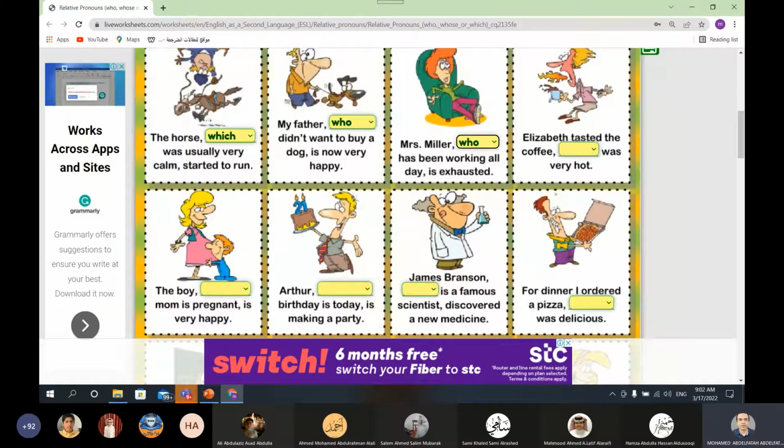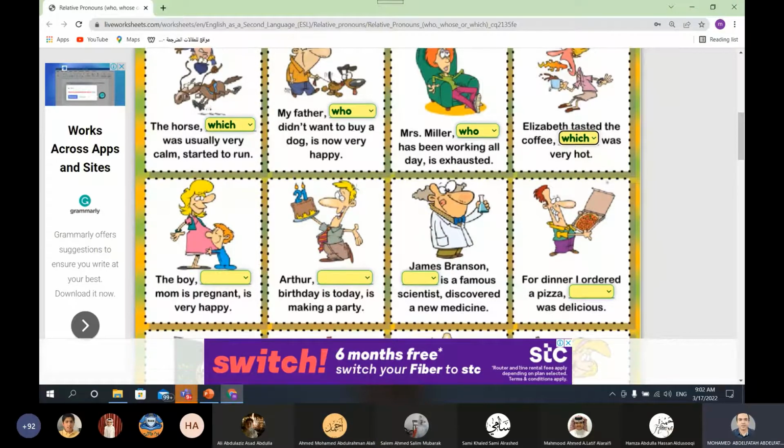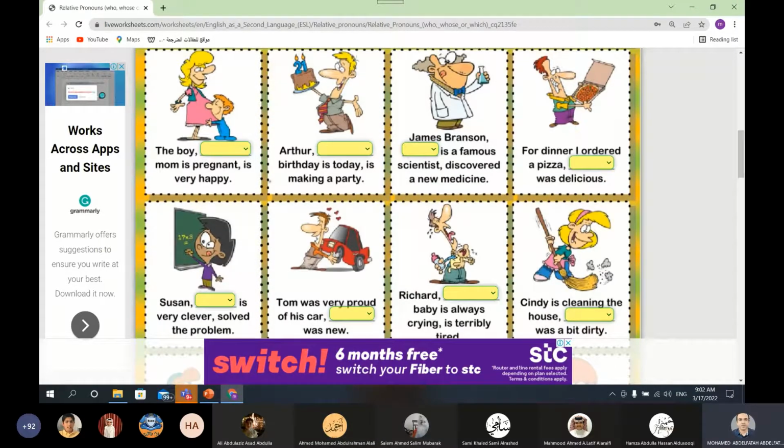Number 4. Elizabeth tasted the coffee. What was very hot? We are talking about the coffee, not Elizabeth. We refer to the coffee. So, Elizabeth tasted the coffee. Who was very hot? Whose was very hot, or which was very hot? Which was very hot. Excellent. Bravo.